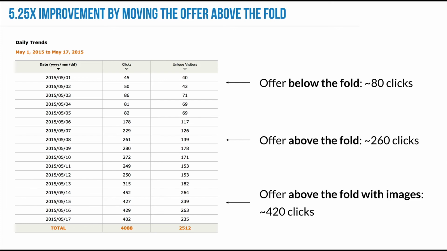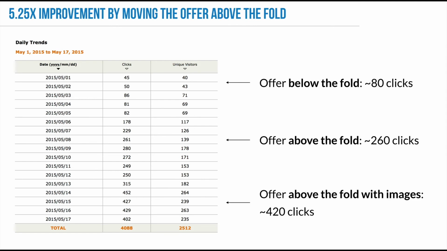Then I moved the offer above the fold, and we got 260 clicks per day. So that's pretty good, right? That's a huge improvement. So I was like, all right, cool. Is this going to drop rankings at all? And nothing happened. In fact, the rankings are pretty stable, and I don't think they could go much higher. So that was converting really well.